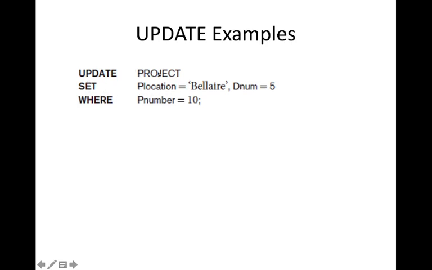We are updating the project table and setting some values, the p location value and department number of the project, where p number equal to 10. This is a condition. We may have only a single row, because p number is the primary key of the table. So we will select a single row, and in that row we will be changing the p location to Bellare, and p number to 5 will be set.